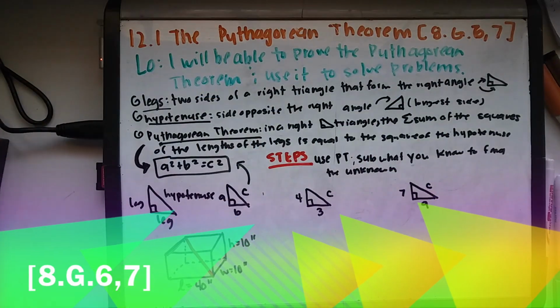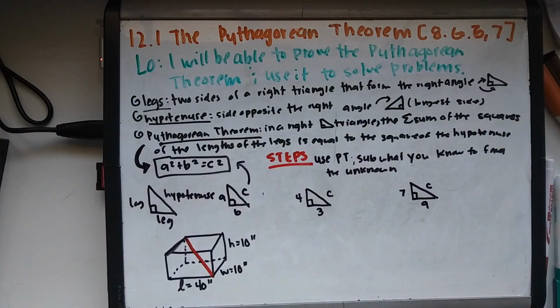Okay guys, this is 12.1, the Pythagorean Theorem, and that's your standard: to be able to prove the Pythagorean Theorem and use it to solve problems is your objective, with at least 80% accuracy given independent practice.